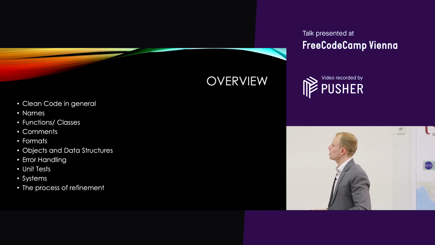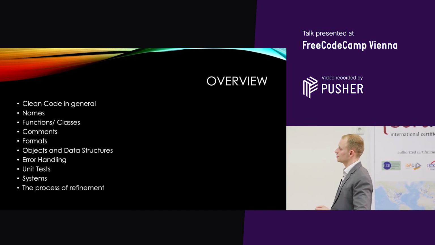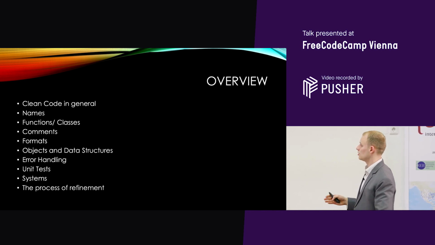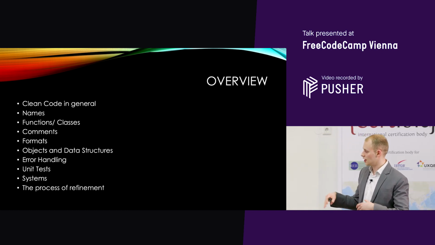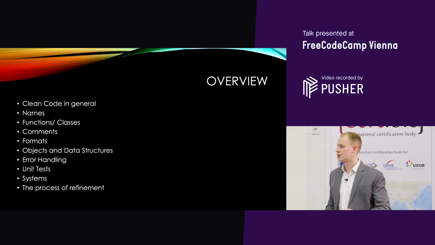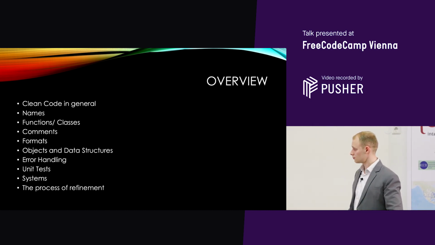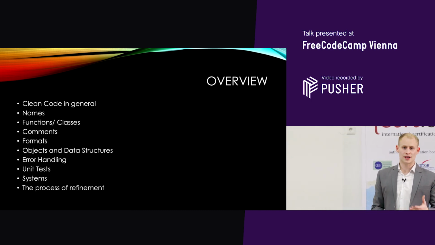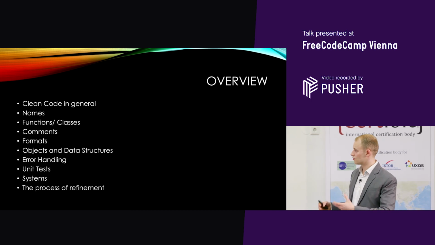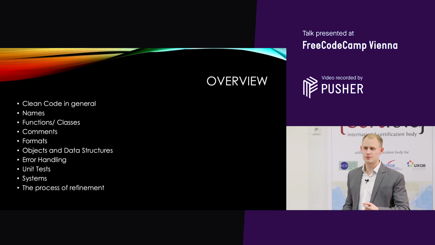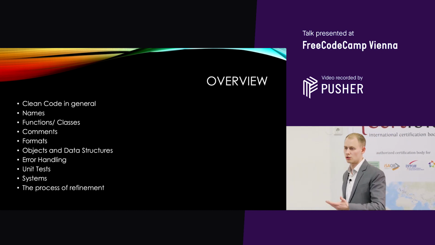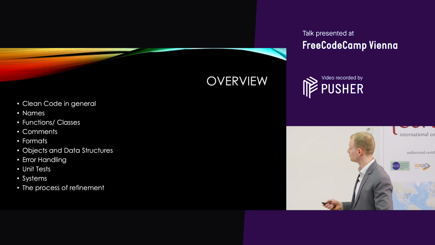He talks about clean code in general. What is clean code? He talks about names, about functions and classes, of course, comments, formats, objects, and data structures, error handling, unit tests, systems, and he actually shows the process of refinement, or the process of refactoring. If you want to buy the book, the examples are all in Java, but there are some excellent articles on the internet on how to transfer the concepts to JavaScript or any other language you like. I just looked for JavaScript and they have some nice examples.